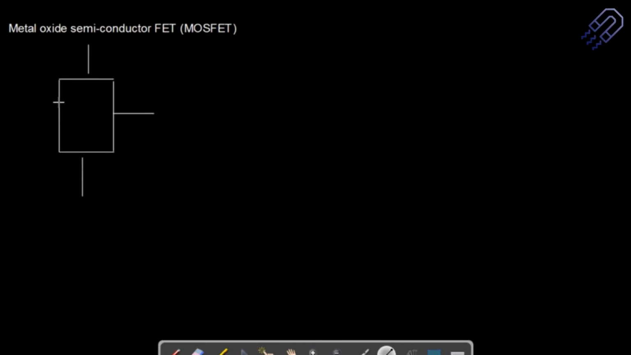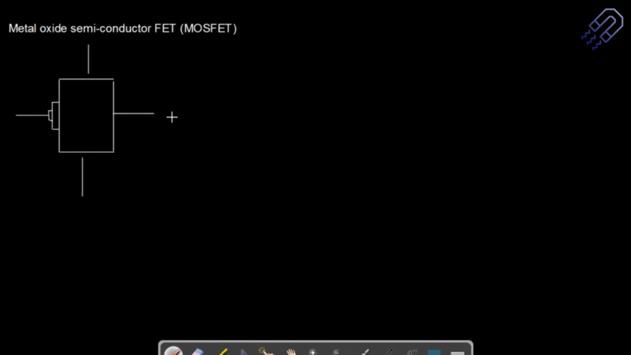In a metal oxide semiconductor field effect transistor, we have an additional metal oxide layer deposited. This is the oxide layer I'm talking about, and on top of that we have the gate part. This is the difference from the field effect transistor in general. Then I can just draw the basic part here and label it.